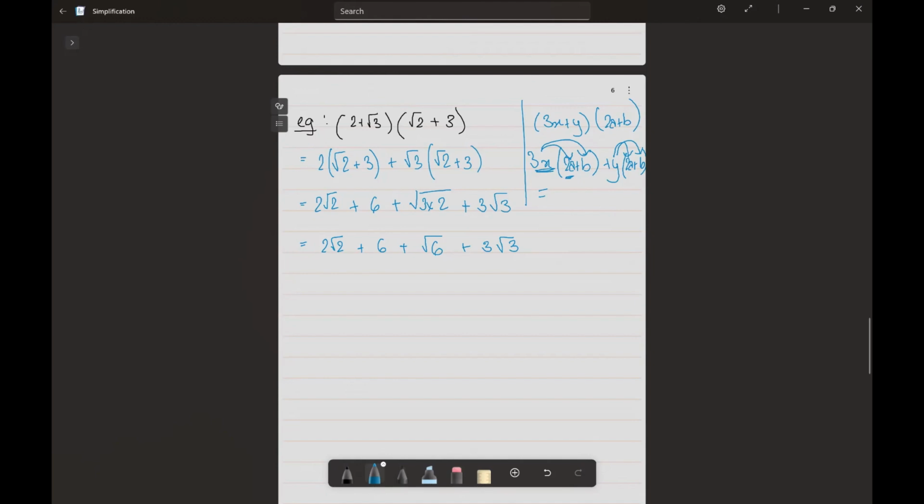So we will keep it as it is. Now, because all of these three roots are different types of roots, we will keep them as they are. And then we have a 6 to add with it. 6 is a number, not a root. So this is our final answer.